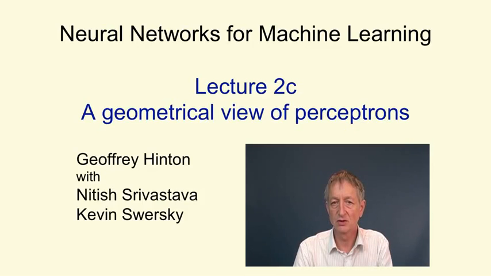In this video, we're going to get a geometrical understanding of what happens when a perceptron learns. To do this, we have to think in terms of a weight space. It's a high-dimensional space in which each point corresponds to a particular setting for all the weights. In this space, we can represent the training cases as planes, and learning consists of trying to get the weight vector on the right side of all the training planes.